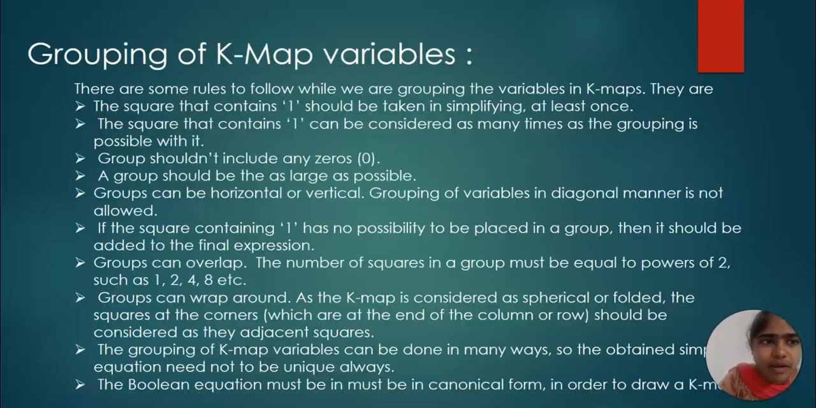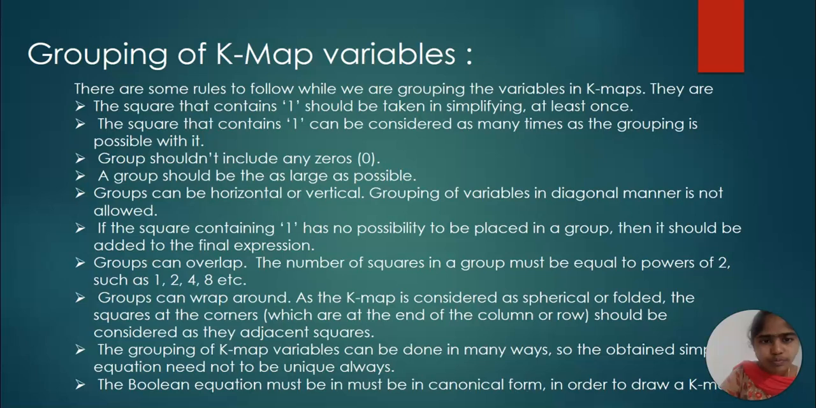Grouping of K-map variables. Here are some rules for the K-map. The square that contains 1 should be taken in simplifying at least once. The square that contains 1 can be considered as many times as grouping is possible with it. A group should not include any zeros.